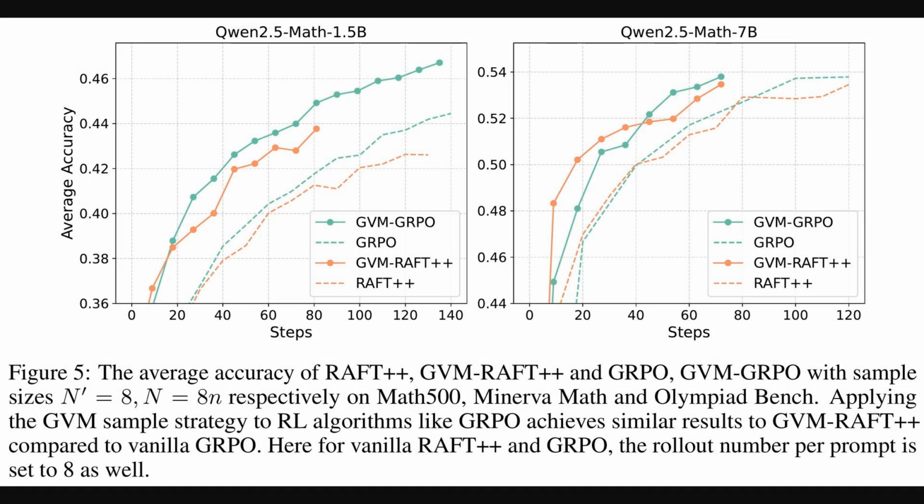Alright, so building on that faster learning we saw with GVM reward-ranked fine-tuning++, these next 2 graphs further explore the GVM strategy's versatility. We are again looking at average accuracy versus training steps for 2 model sizes, Qwen 2.5 Math 1.5B, and the larger 7B. Now, alongside reward-ranked fine-tuning++ and GVM reward-ranked fine-tuning++, the authors include GRPO, another type of reinforcement learning algorithm, which is a method where AI learns by getting feedback, like rewards for good answers, and its GVM-enhanced version. The key takeaway is that applying the GVM sample strategy to GRPO shows similar improvements, with GVM-GRPO outperforming standard GRPO. This really underscores the broader applicability of the GVM approach.